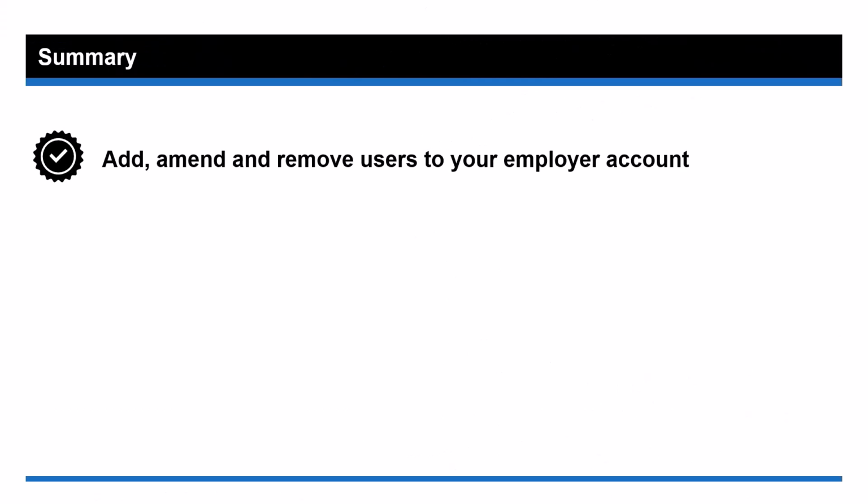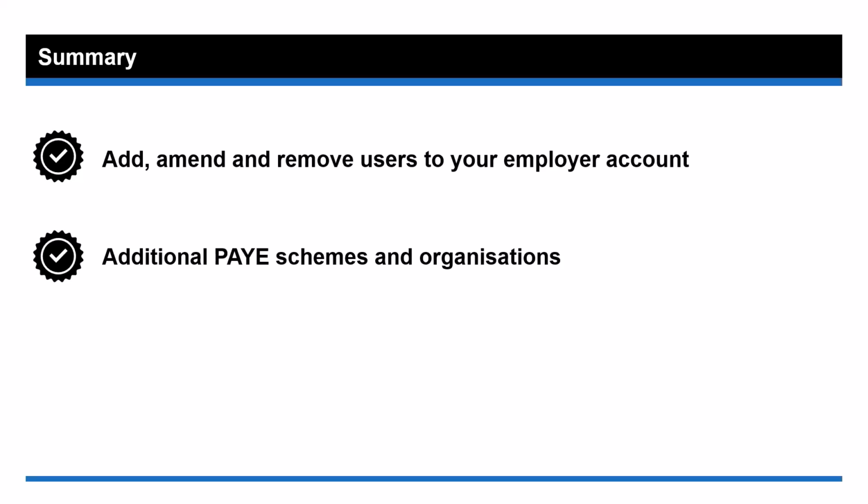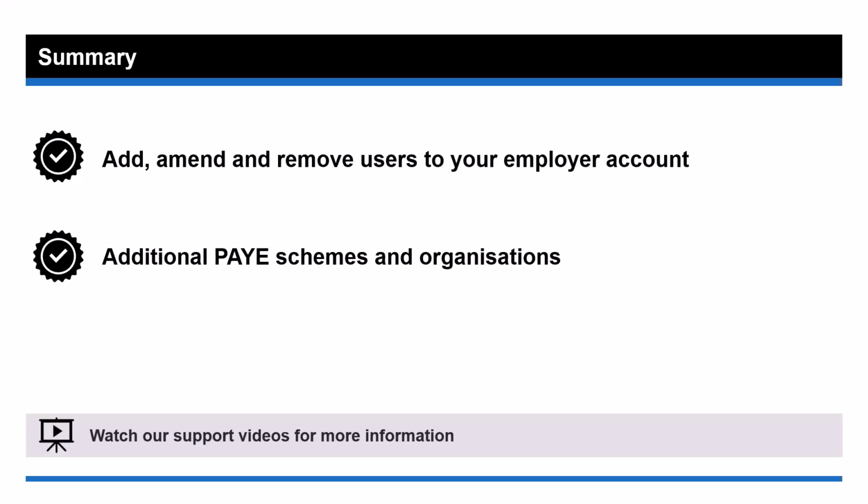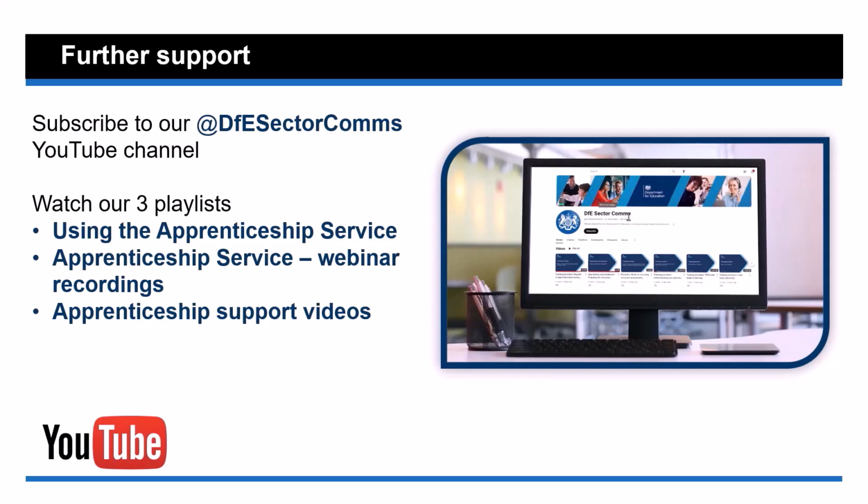To summarise, we've shown you how to add, amend and remove users to your employer account and how to add additional PAYE schemes and organisations. If you'd like to know more, why not take a quick look at our other support videos covering the different functions of the Apprenticeship Service.